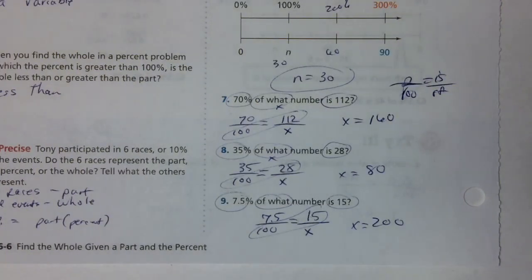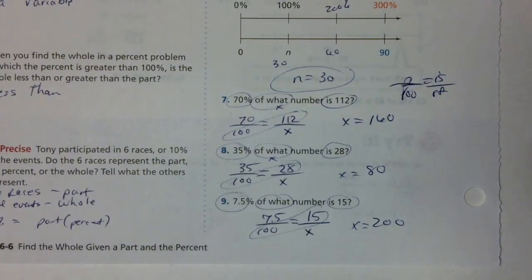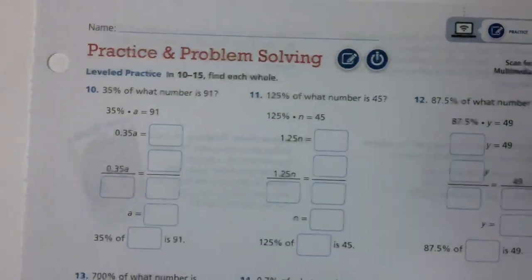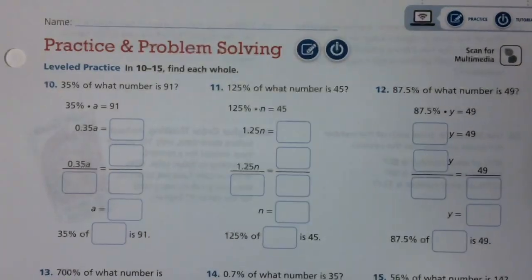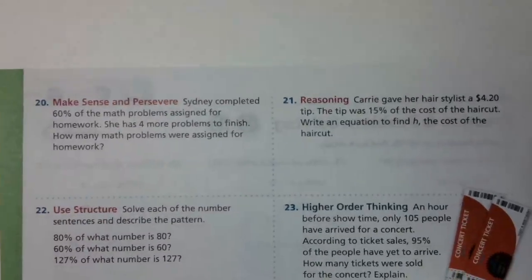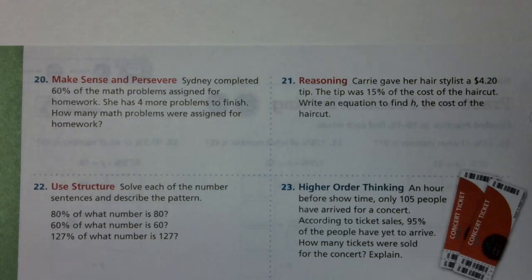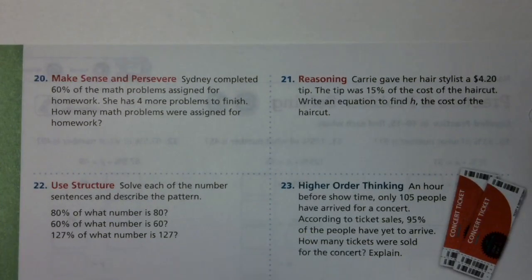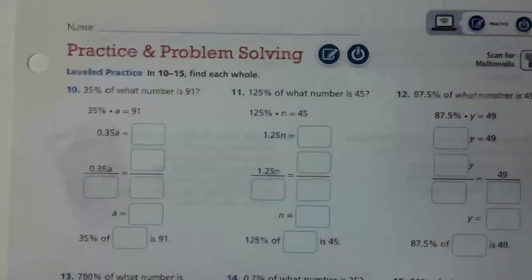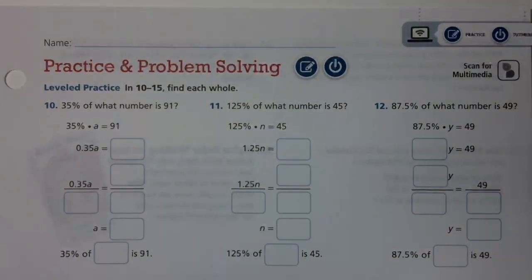Okay, so your job the rest of this class period is to do your practice and problem solving page 383. If you get this done in record time, then go ahead and do page 384 on the back side. We don't normally do both sides. But if you run out of time, you keep working on P over 100 equals is over of. And these word problems are the kind that you need to be able to read and pick out the P, the is, and the of. Okay? So, work hard on this problem solving page, and I will see you next time. P over 100 equals is over of.